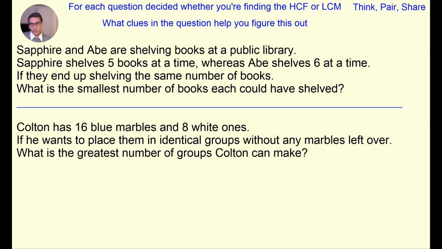Okay, next example, decide whether this is HCF or LCM. Read both questions. Okay, so for the first question, shelving 5 books and Abe is shelving 6 at a time. If they end up shelving the same number of books, what's the smallest number? So this is the lowest common multiple of 6 and 5. It's going to be 30. And then the next question, Colton has 16 blue and 8 white marbles. He wants identical groups without anything left over, so we want the highest common factor.